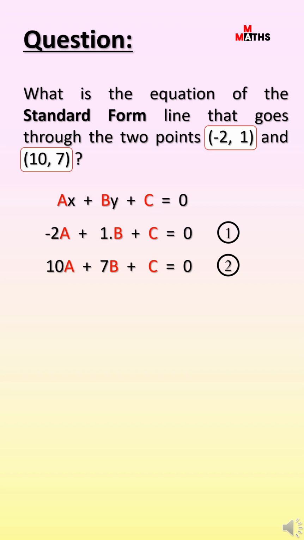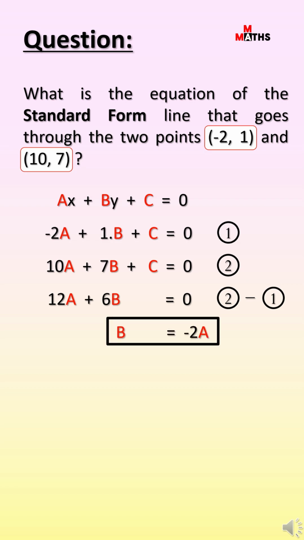Treating those as a pair of simultaneous equations, first of all, let's eliminate c. Well, we can do that by subtracting one equation from the other. So let's subtract 1 from 2. That gives us 12a plus 6b is equal to 0. And the result of that is b is equal to minus 2a.